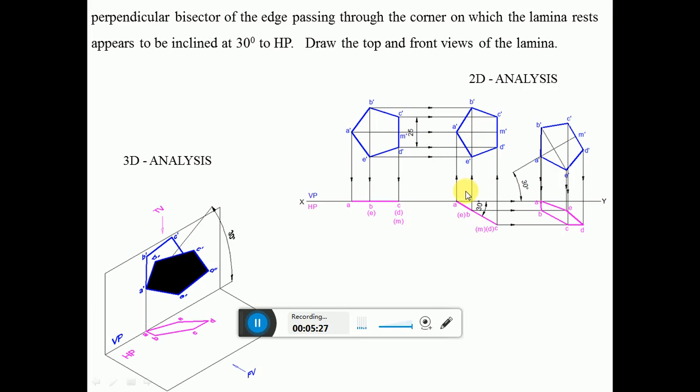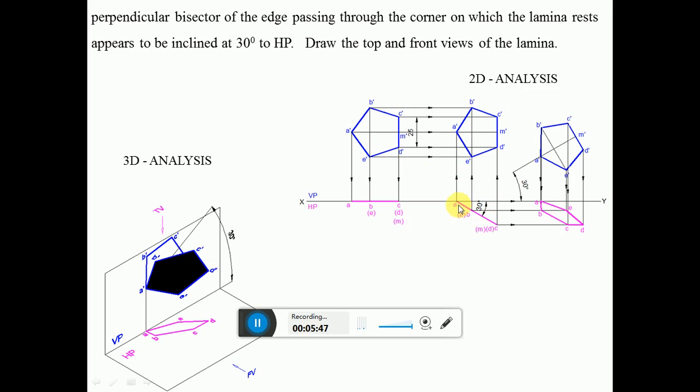It is parallel to HP. So since it is parallel to HP, I am getting the true length here. So the length of this is equal to the length of this. Now here, since the surface is inclined, obviously the perpendicular bisector is also inclined.